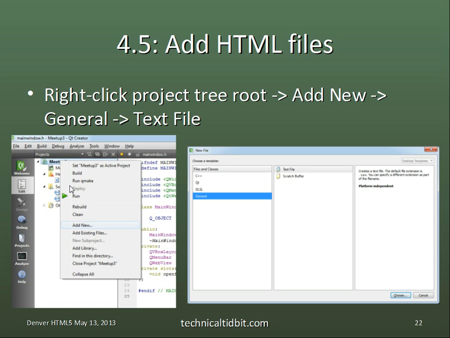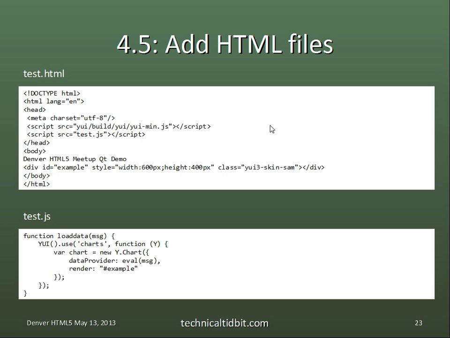Then we go back and create a couple of files. We're going to create our HTML file and our JavaScript file, and we just create those as general text files from within Qt Creator 5.0. And here are the contents of those two files. The HTML is pretty simple. It's just including the YUI framework, and then the JavaScript. It's kind of interesting because it's declaring a function called loadData, and we're going to be calling this function from our Qt C++ code. So our C++ code is going to be calling JavaScript here.